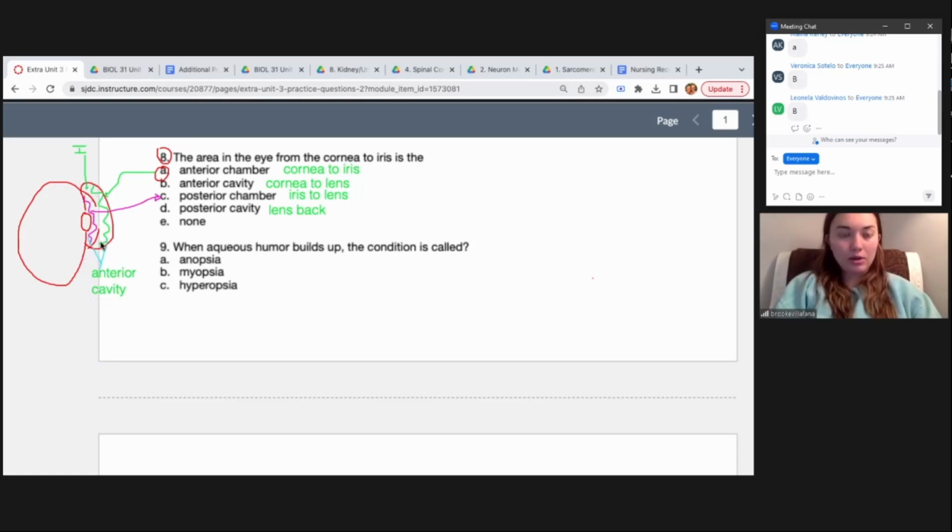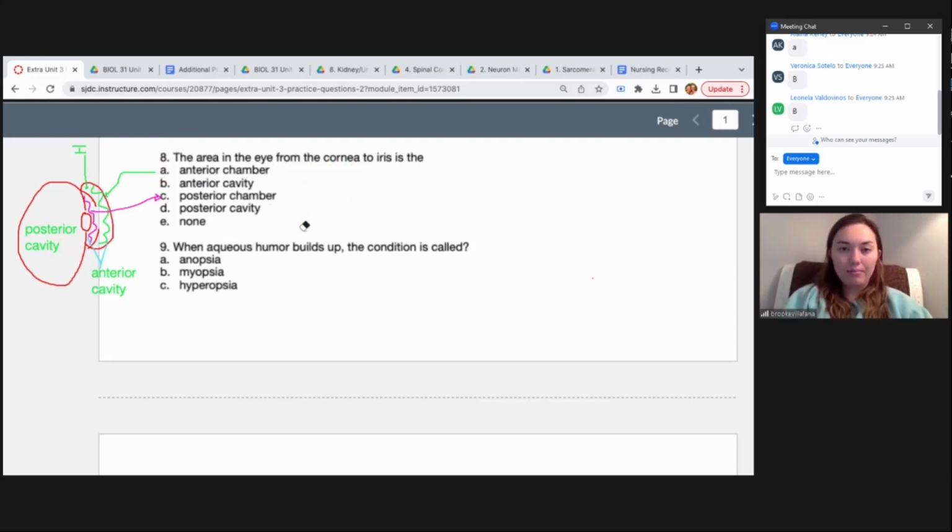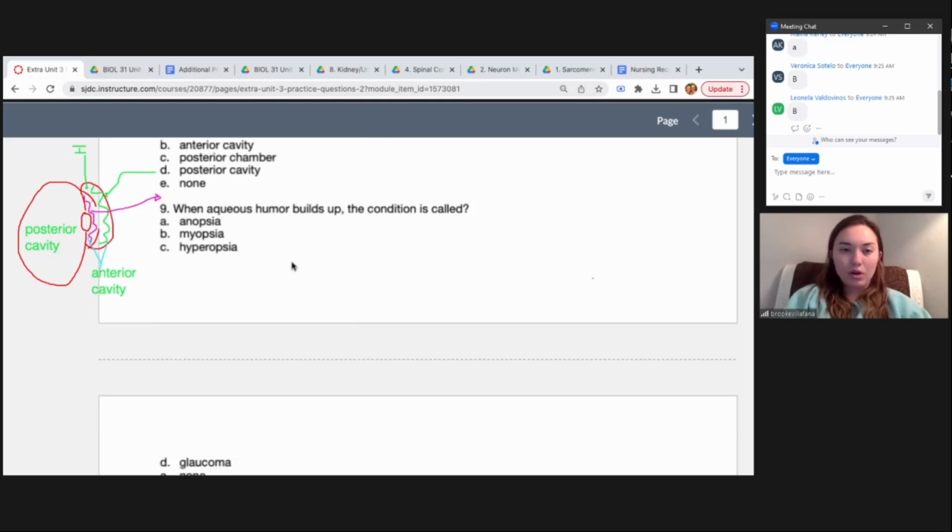So the anterior chamber is the front half, the posterior chamber is the back half of the anterior cavity, versus the posterior cavity, which is all of the rest of the entire eye. So for number 8, the answer is A, because that's the definition. From the cornea to the iris, halfway back, that's where we have the anterior chamber. Okay? Kind of just a memorization thing on that, but hopefully the drawing helped a little bit.